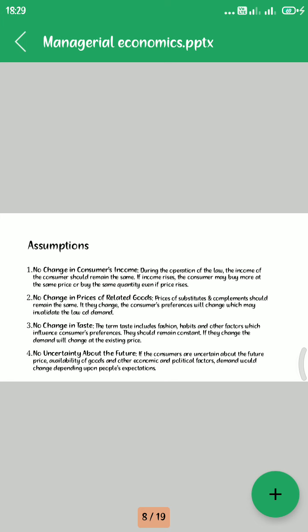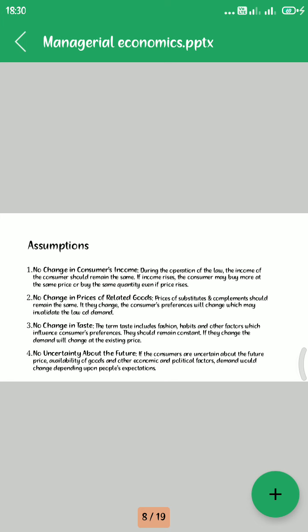Second, no change in prices of related goods. Prices of substitutes and complements should remain the same. If they change, the consumer preference will change, which may interfere with the law of demand.